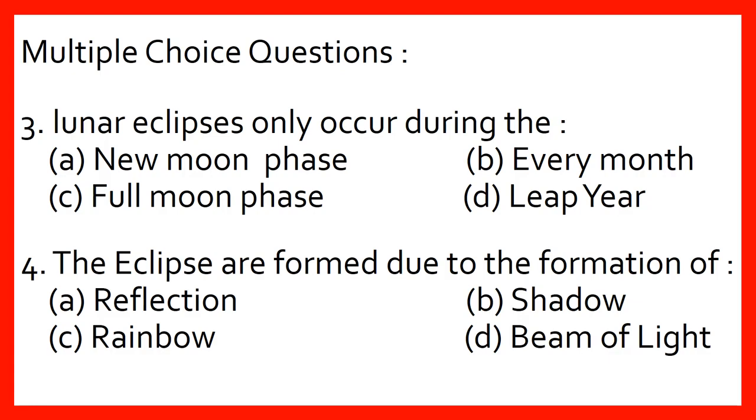Question number 4. The eclipses are formed due to the formation of option A. Reflection. Option B. Shadow. Option C. Rainbow. Option D. Beam of light.